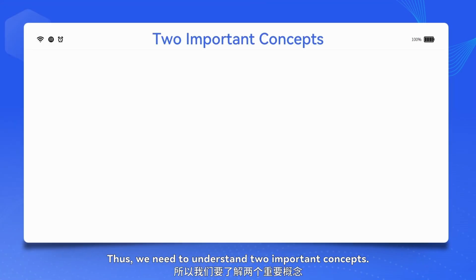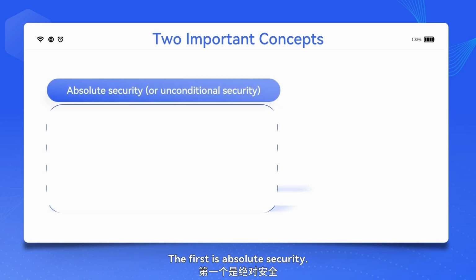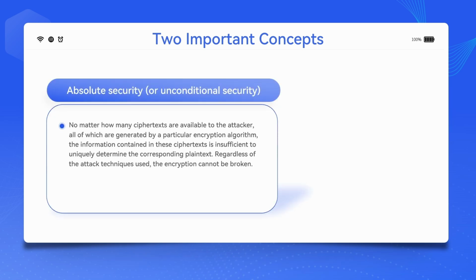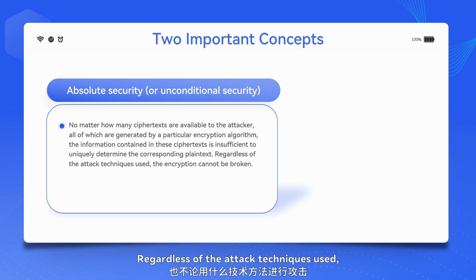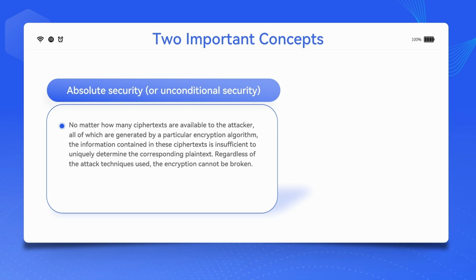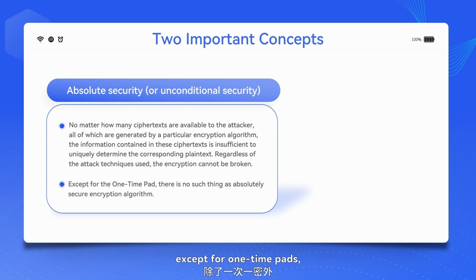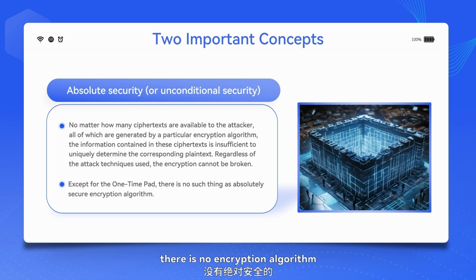Thus, we need to understand 2 important concepts. The first is absolute security. Absolute security means that no matter how many ciphertexts are available to the attacker, all of which are generated by a particular encryption algorithm, the information contained in these ciphertexts is insufficient to uniquely determine the corresponding plaintext. Regardless of the attack techniques used, the encryption cannot be broken. In real-world situations, except for one-time pads, there is no encryption algorithm that offers absolute security.